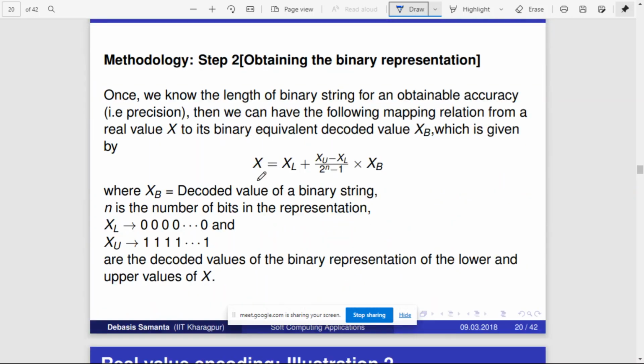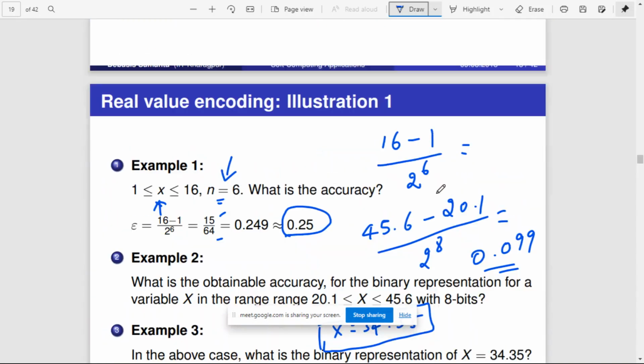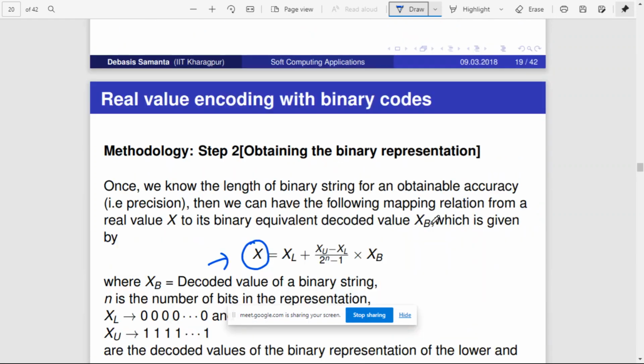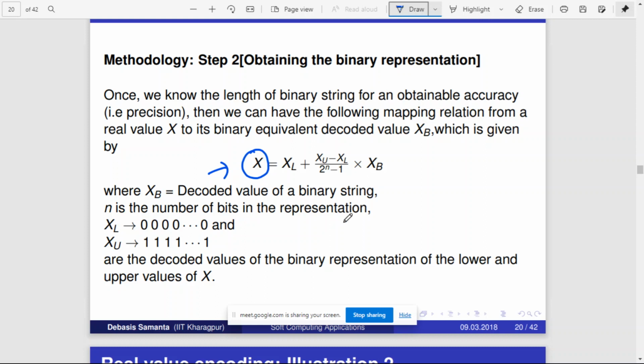Okay, there is a different formula for that, and that is given like this. So if you are asked to find x, that is, x is the binary equivalent of some value, you have to find the binary value for x. So this can be specified through this equation: x is equal to xl plus (xu minus xl) divided by (2 to the power n minus 1) into xb.